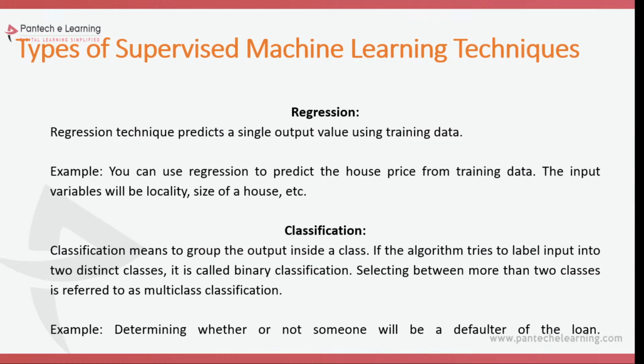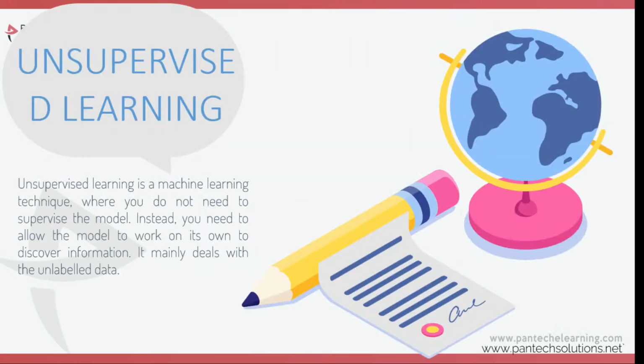Here comes an example: determining whether or not someone will be a defaulter of the loan, to find loan predictions, right?